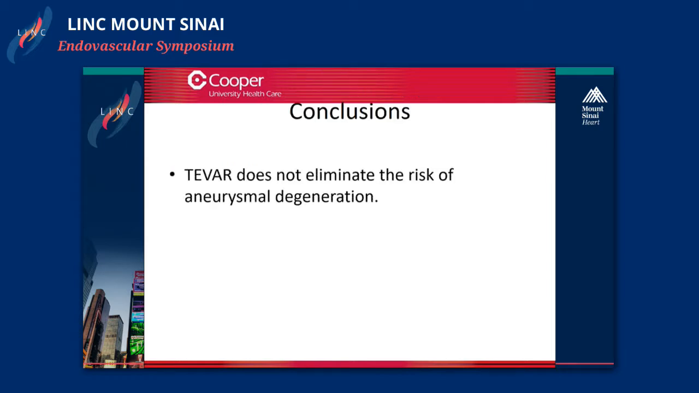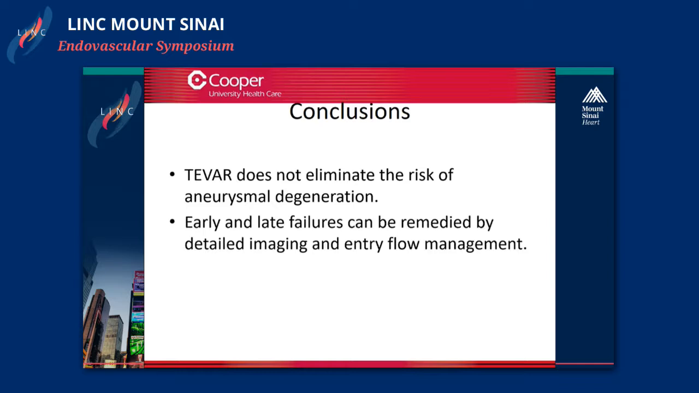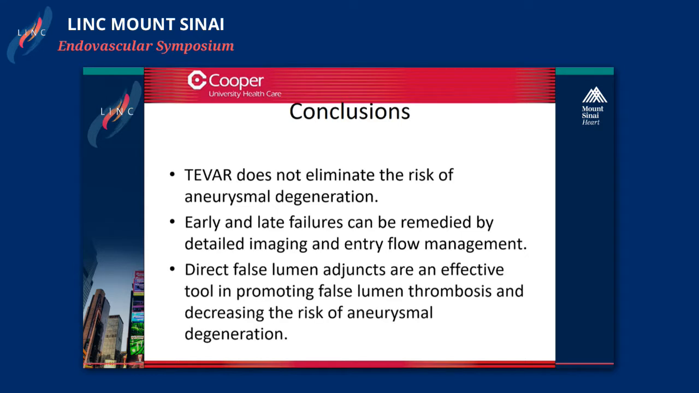So in conclusion, TEVAR does not eliminate the risk of aneurysmal degeneration. Early and late failures can be remedied by detailed imaging and entry flow management. Direct false lumen adjuncts are an effective tool in promoting false lumen thrombosis and decreasing the risk of subsequent aneurysmal degeneration.